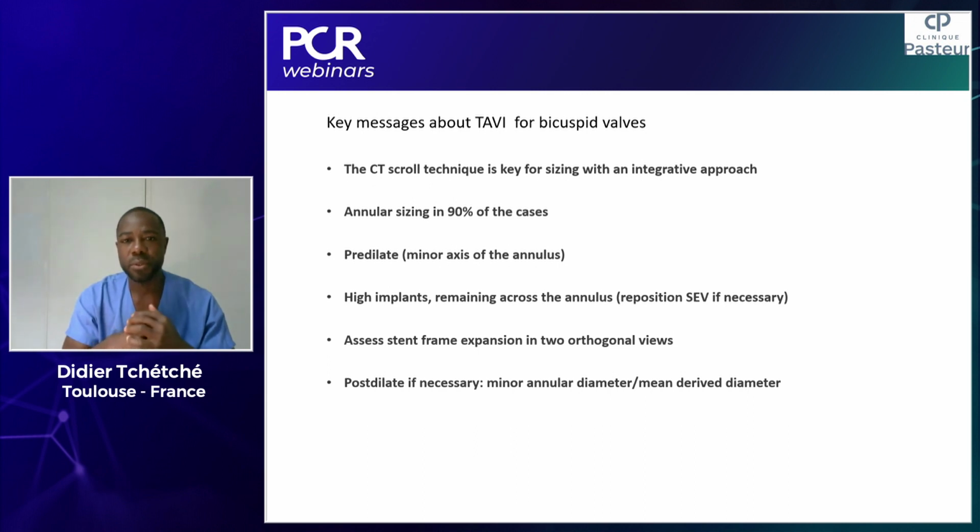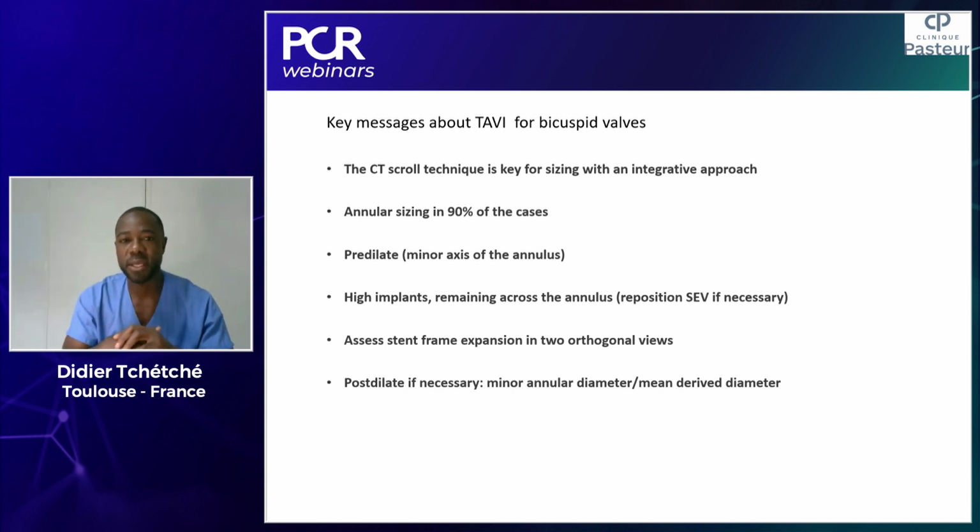So to conclude, what are the key messages about TAVI for bicuspid aortic valves? To keep it simple, CT scroll technique for every single bicuspid aortic valve patient, not only to measure the annulus, but to understand everything as an integrative approach of these complex patients. So the annulus sizing makes sense in 90% of the cases, but keep in mind that in 10 to 15% the device will be smaller than the annulus, 10 to 15% on average. So don't go bigger and bigger and bigger. This is not going to work for bicuspid aortic valves.